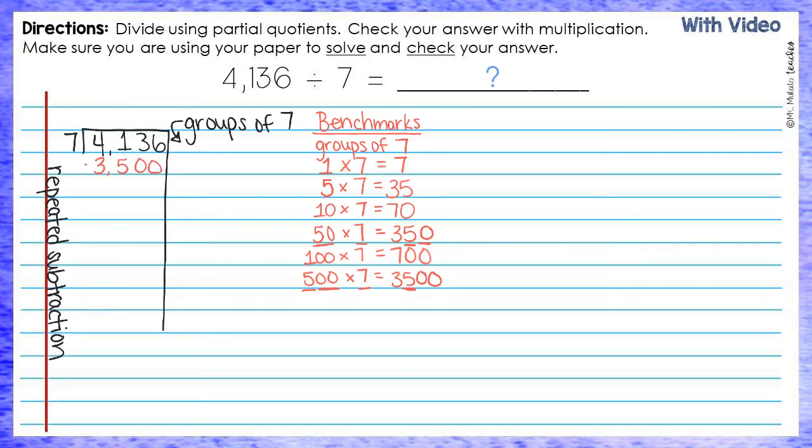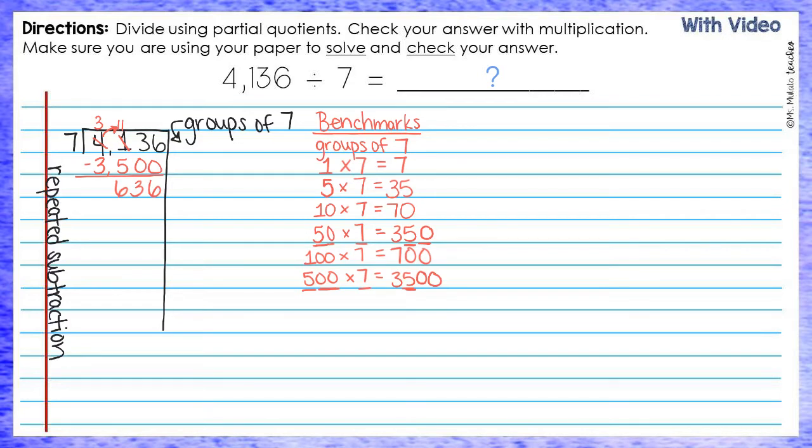Let's try taking away 3,500. In the ones place, 6 minus 0 is 6. 3 minus 0 is 3. 1 minus 5. Oh, we can't do 1 minus 5. So let's go to the thousands place and regroup this 4. Now we are going to have 3 thousands because we're taking one of those thousands and making it into 10 hundreds, which gives us 11 hundreds. 11 hundreds minus 5 hundreds is 600, and 3 minus 3 is no thousands.